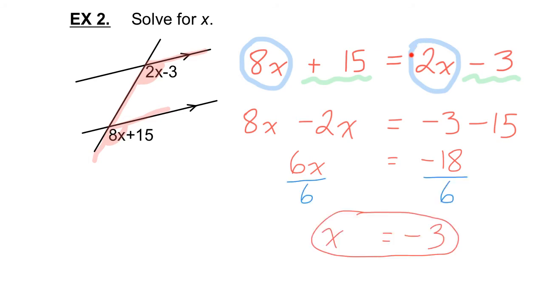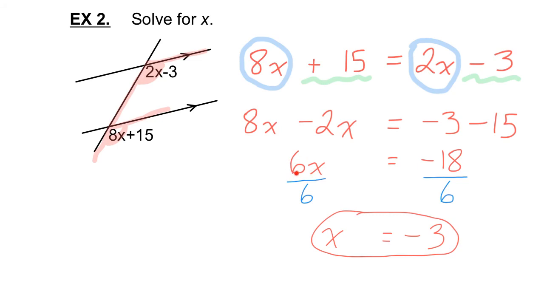So again, just change the signs for your terms if you're crossing the equal sign. So plus 2x becomes minus 2x, but 8x stays the same because I'm keeping it on the same side. Likewise, minus 3, I'm keeping it on the right-hand side, so it stays the same. It's still minus 3. But the plus 15, I'm moving it to the other side. Now it's minus 15. 8x minus 2x is 6x. Minus 3 minus 15, that's minus 18. So 6x equals minus 18.